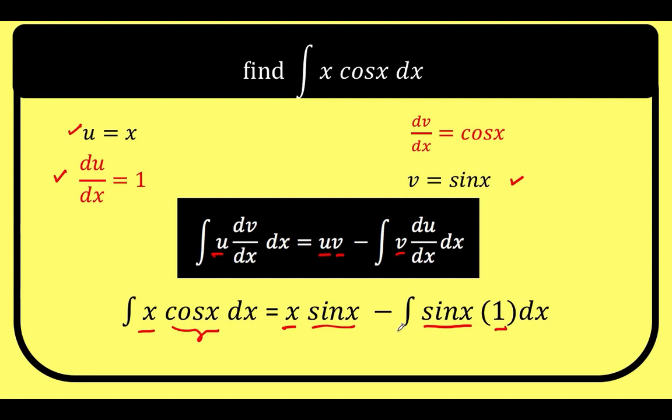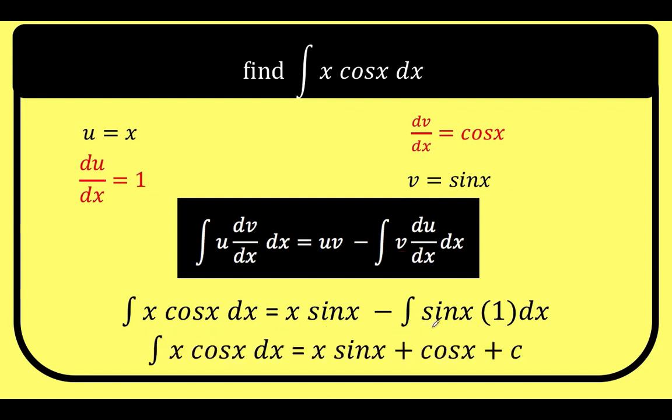Finally, we can now compute this right side. The antiderivative of sine of x is negative cosine x. And negative cosine of x times this negative sign here will result in positive cosine of x. And so the antiderivative of x cosine x dx is equal to x sine of x plus the integral of this part, which is cosine x, plus the constant of integration c. And this is now our final answer. And we arrived at this using the technique which we call integration by parts.